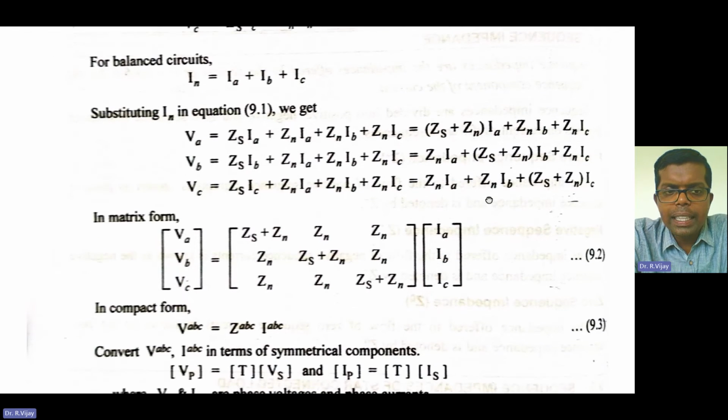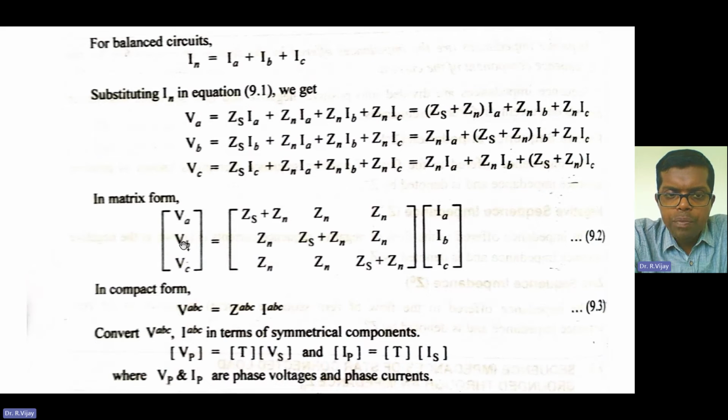Now we can rewrite this in matrix form. That is VA, VB, VC, that is equal to, in the matrix format, taking the common terms outside. So IA, IB, and IC are the common terms, we have taken as outside. So this equation we can rewrite in the matrix format as ZS plus Zn, Zn, Zn, then Zn, ZS plus Zn, Zn, and Zn, Zn, ZS plus Zn. So the diagonal components become ZS plus Zn, and the rest are all Zn.